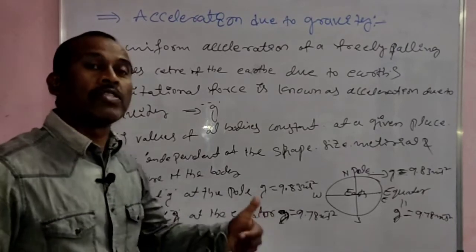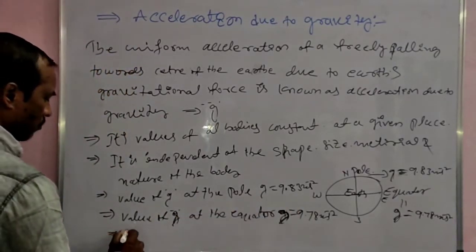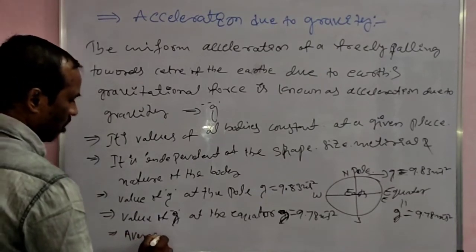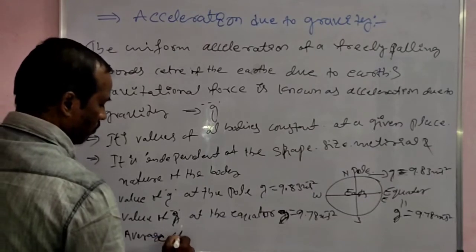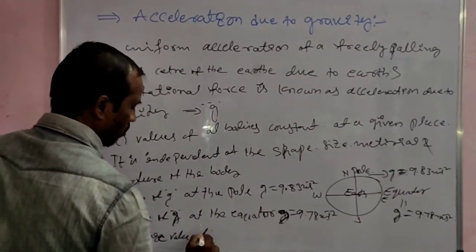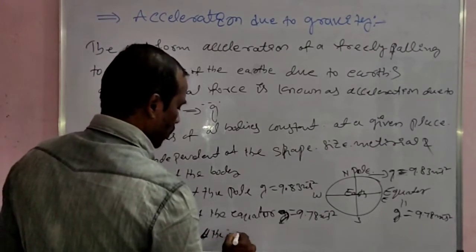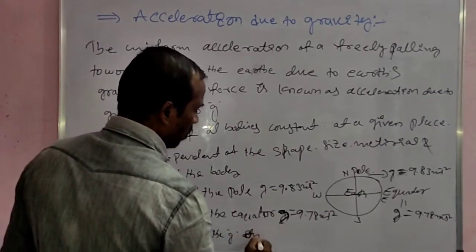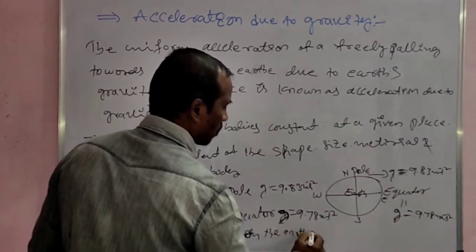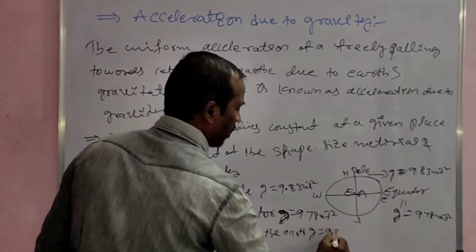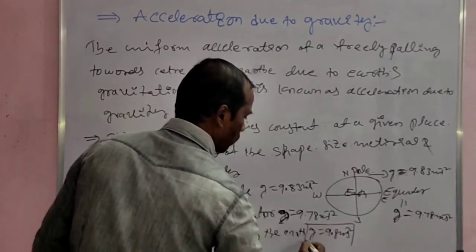9.78 meters. So the average value of g on the earth. Next point here, the average value of g on the earth is g equal to 9.8 meter per second square.